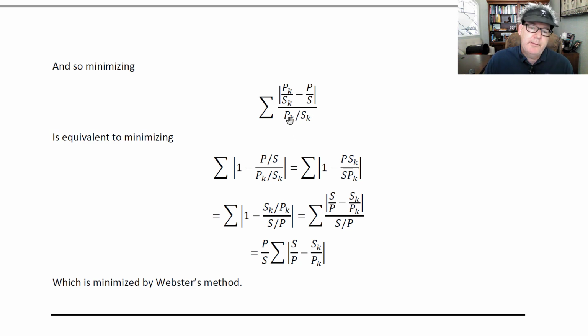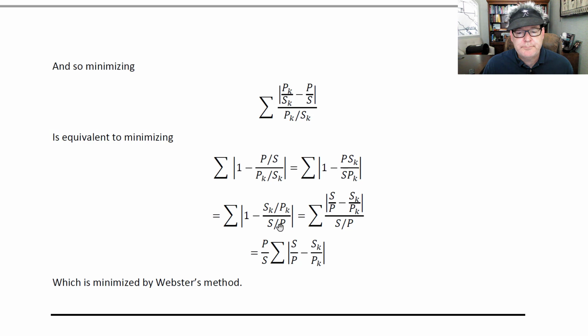We'll take this denominator, divide it into the numerator, put it into the absolute value. Well, we'll get a 1 here. This divided by itself is 1. Then minus P over S divided by PK over SK. Flip. And then you can flip again. So this is the same thing, SK over PK over S over P. If you simplify this, you'll get the same thing.